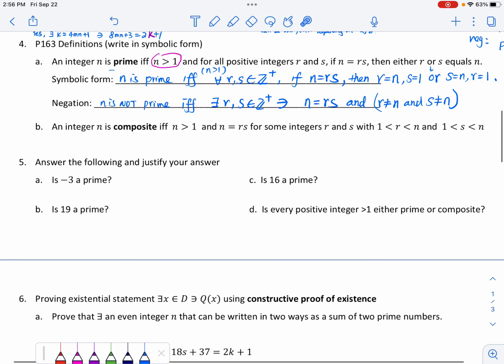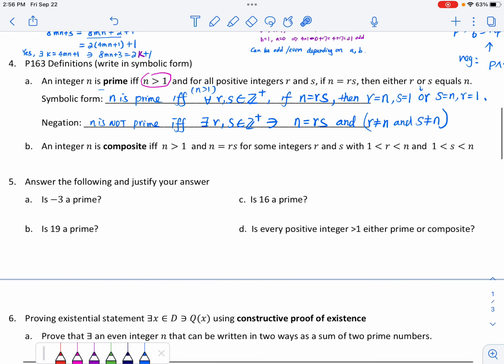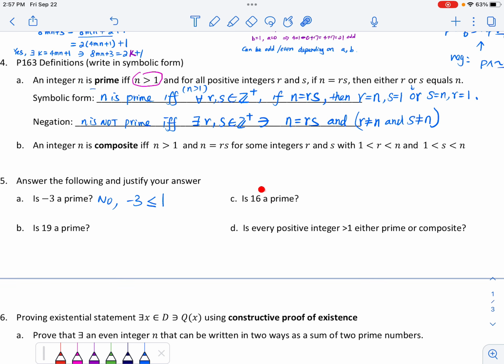All right, so those are the two definitions. One is prime, one is composite number. Let's take a look at the next. Here, is -3 a prime number? What do you think? The answer is no, because to be a prime we have to have n greater than 1, right? -3 is less than or equal to 1. That's not it.